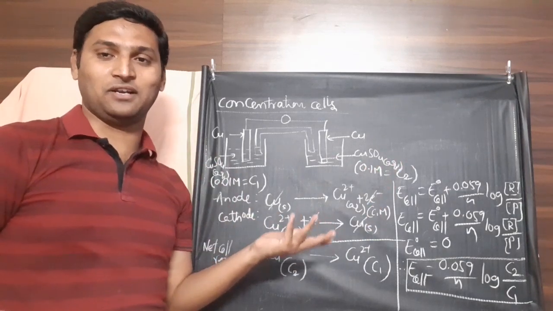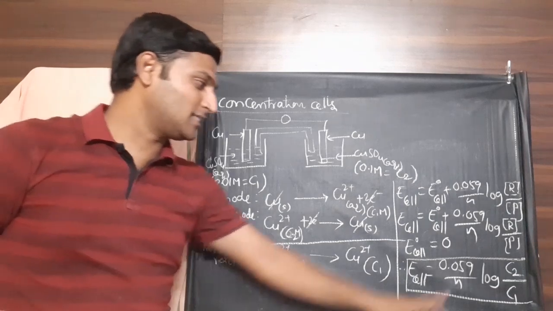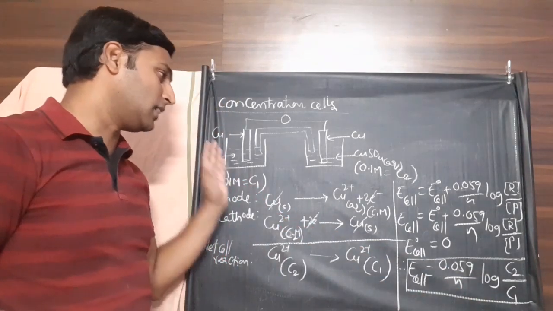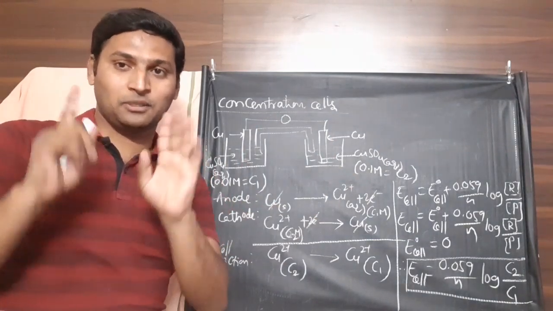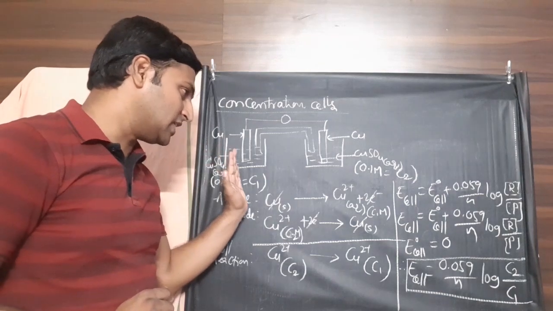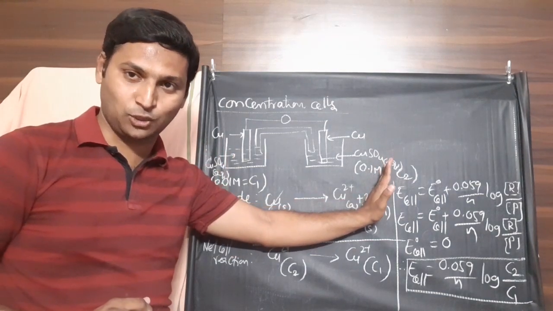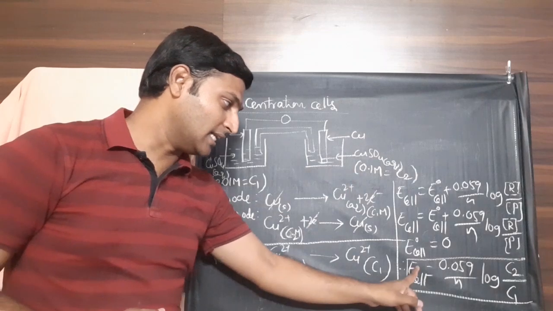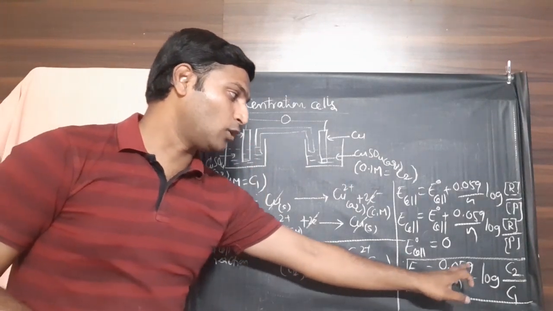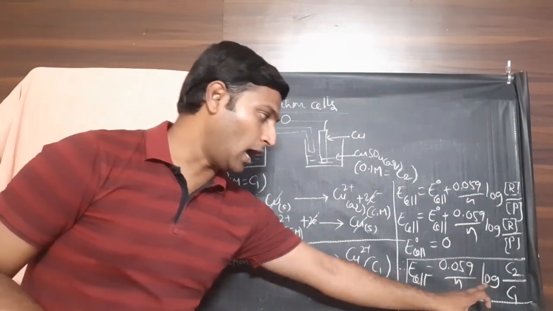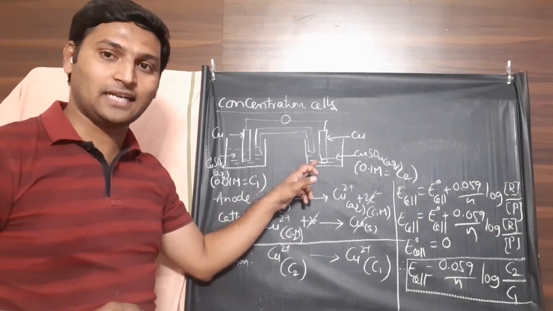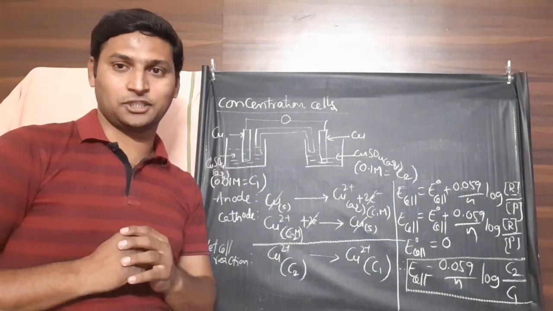I took anode as C1. Please don't fixate on the symbols that we are using. Different books might use different symbols. Somebody may call this C2, this C1, whatever. The concept is important. So, if I call anodic concentration C1 molar and cathodic concentration C2 molar, then the Nernst equation for a concentration cell says E cell is equal to 0.059 by n log C2 by C1, where C2 is the cathodic concentration and C1 is the anodic concentration.